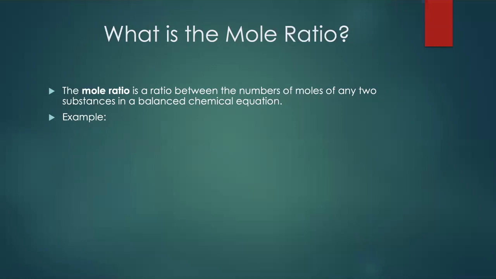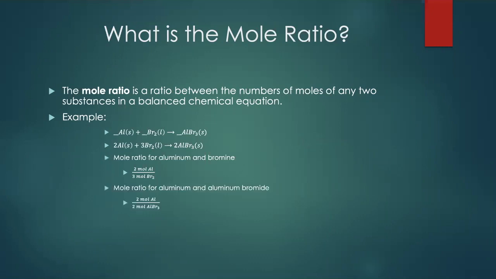So here's an example of how we're going to make aluminum bromide. We need aluminum and bromine. So how many moles do we need to make this a balanced equation? Can anyone guess? Or not guess, but tell me. Yes, we need 2 moles of aluminum and 3 moles of bromine to make 2 moles of aluminum bromide. So the mole ratio for aluminum and bromine is 2 moles of aluminum to 3 moles of bromine. The mole ratio for aluminum to aluminum bromide is 2 moles of aluminum to 2 moles of aluminum bromide.